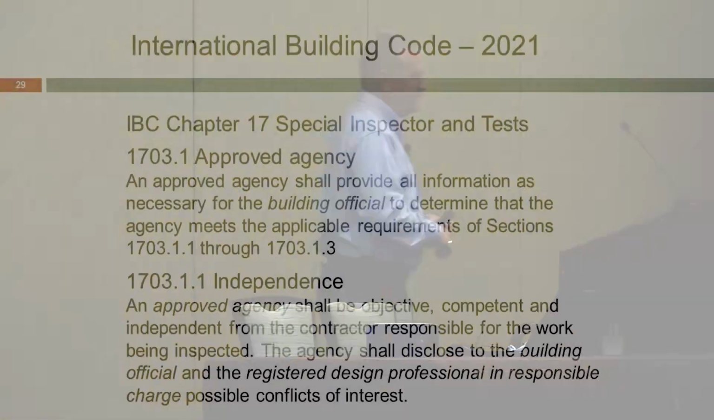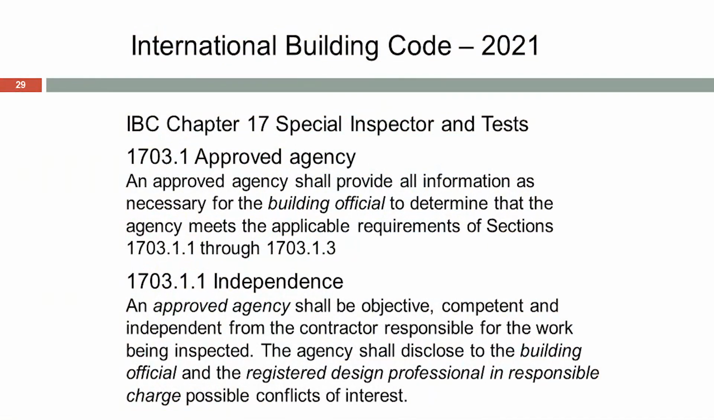Now, I know there are some jurisdictions that actually maintain a list of approved special inspectors. So like I said, it's an interesting question to ask your local authority. And if it's possible, get yourself on that list. So now the next time an inspector is on a job and they don't have someone lined up, maybe they'll call you. Independence shall be objective, competent, and independent. I think that speaks very well for the people in this room. The agency shall disclose to the building official and the registered design professional any conflicts of interest. This is right up our alley, right? This is what we do. We're third-party inspectors. We don't allow ourselves to be influenced.